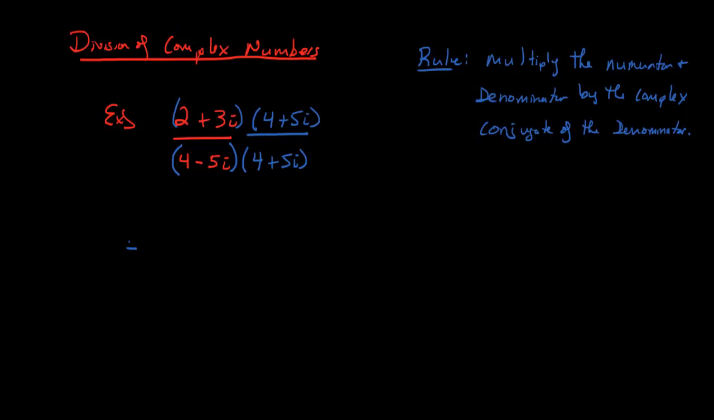So now we're going to have to FOIL our numerator and FOIL our denominator. But remember, in our denominator, we expect a positive real number. Our numerator, not so much, because they're not conjugates of each other. So let us go ahead and try foiling through.